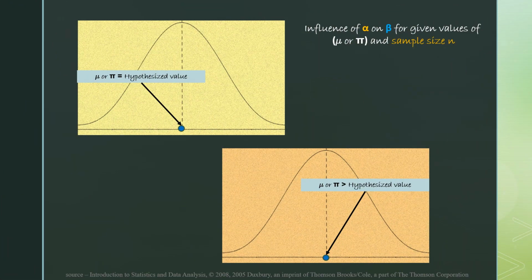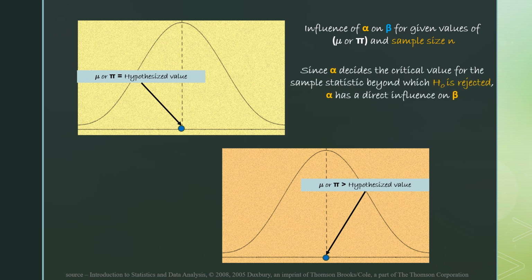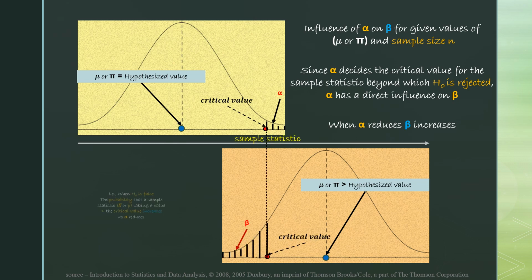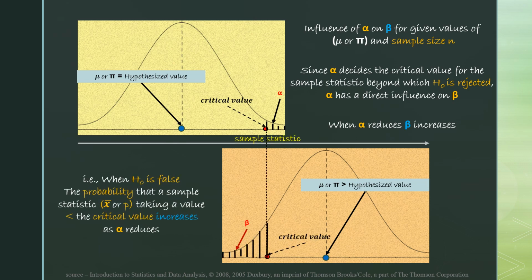Influence of alpha on beta for given values of mu or pi and sample size n. Since alpha decides the critical value for the sample statistic beyond which H0 is rejected, alpha has a direct influence on beta. When alpha reduces, beta increases. That is, when H0 is false, the probability that a sample statistic x bar or p taking a value less than the critical value increases as alpha reduces.